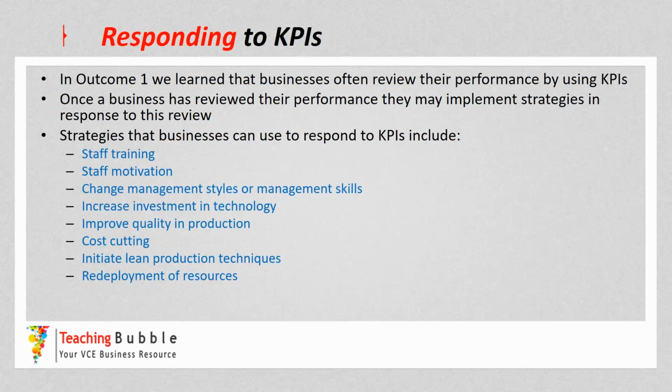And so there's a number of different strategies that businesses could use, and I've just got a list of some here. So things like the business may look to implement staff training. They might look to motivate their employees. They may decide to change management styles or the management skills that are used within the business. They might increase their investment in technology, or it could be that there's been a number of customer complaints, so they look to improve the quality in production, reduce costs, or maybe they want to improve their level of wastage, and so they initiate lean production techniques.